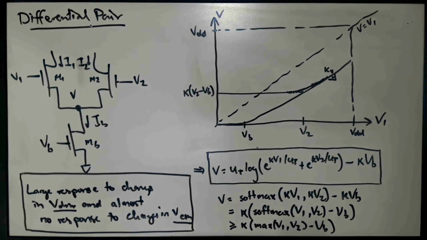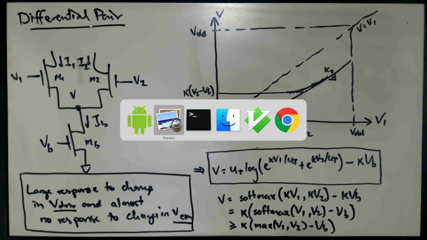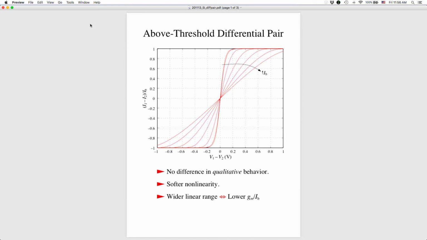Okay, so now we're going to very briefly talk about strong inversion operation of the diff pair. We have the actual large signal analysis covered in the course notes, the packet, and we're not going to repeat that in class. Rather, I just want to spend a little bit of time going over 2 or 3 slides here that compare and contrast some things about the above threshold operation of the diff pair, strong inversion operation of the diff pair.